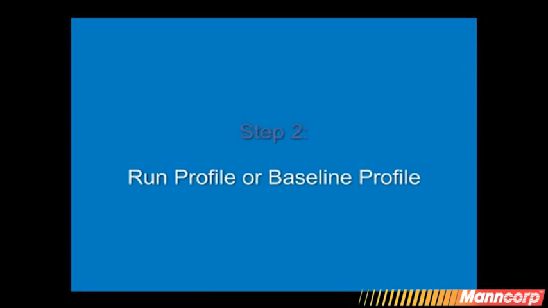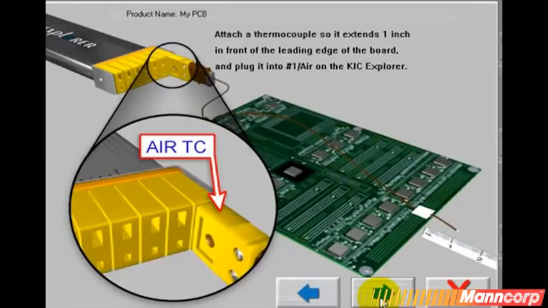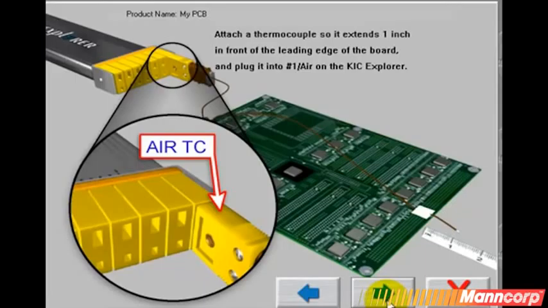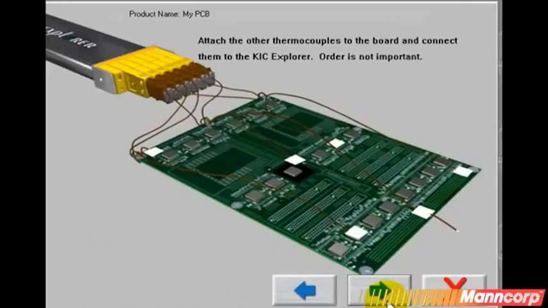You may remember in global settings from step 1 we had a trigger temperature specified as 31°C. This works in tandem with the air TC on channel 1 of your profiler. You can see the air TC is mounted at the lead edge of the PCB to pick up the change from ambient temperature to oven temperature that will automatically trigger your data run. Go ahead, mount the remainder of your TCs. For most PCBs, 3 to 5 is the average number required.